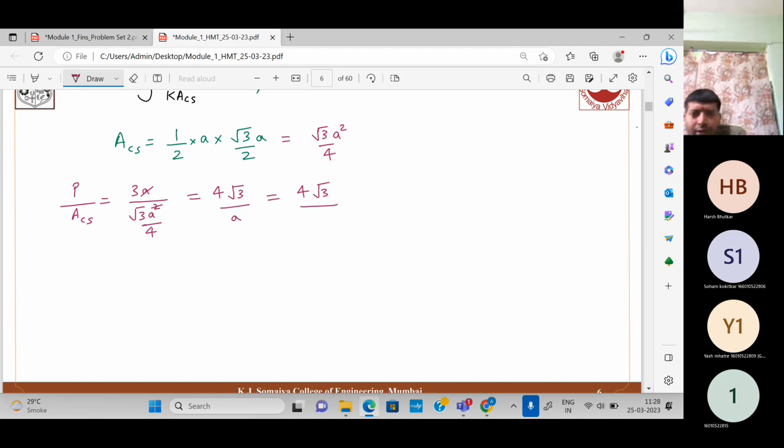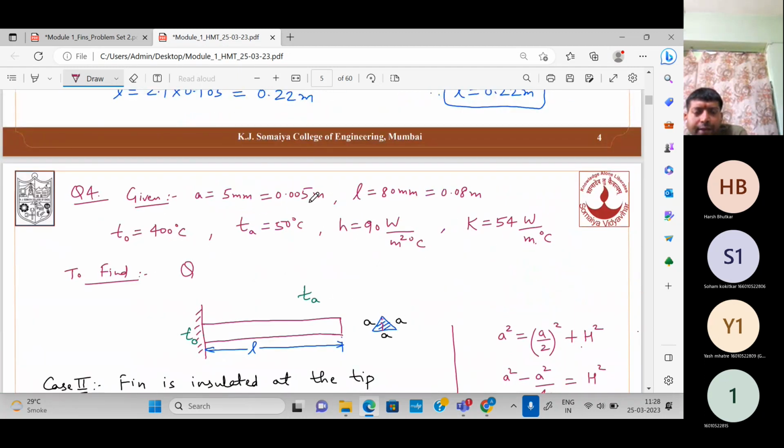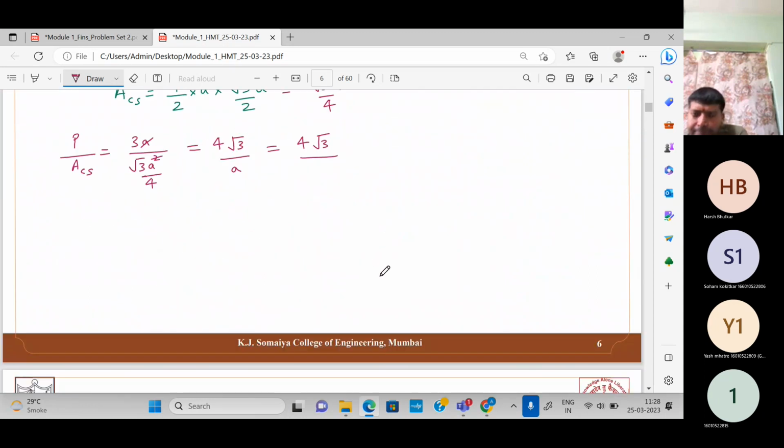What is the side given as? Side is given as 0.005 meters. Now you just calculate this. So the calculated value is 1386. Okay, so let's calculate m.